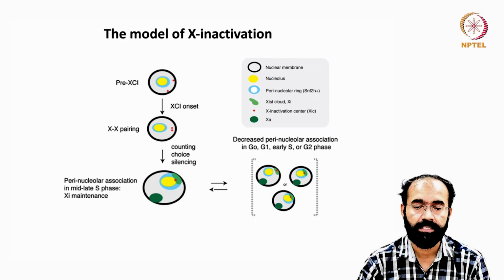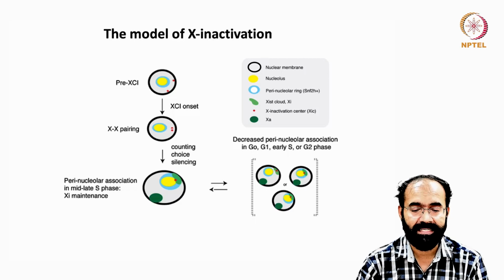So this is the key: the nuclear membrane in black color, the blue color is the nucleus, and the yellow color is the nucleolus, and these green color dots are Xist and also inactive X chromosome, and the red color dot is the X inactivation center, and the green color oval shape is Xa.